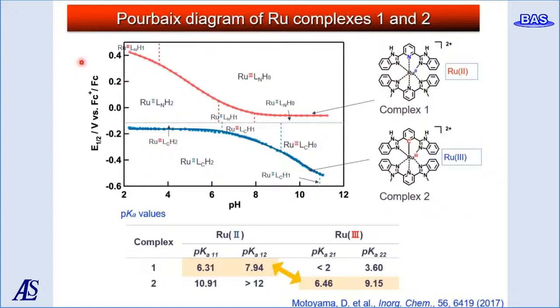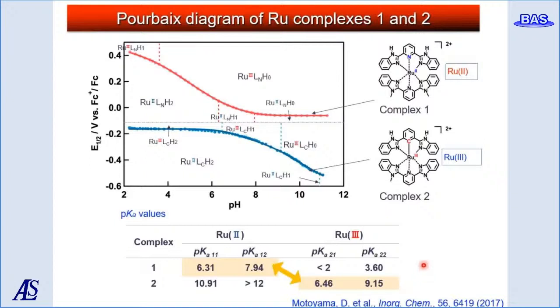Both Pourbaix plots (potential versus pH) are shown here. Complex 2 is the blue line and complex 1 is the red line. The line of complex 2 is shifted to the negative potential side at the entire pH region, and the inflection point is moved to the higher pH region in complex 2. The pK values of both complexes for different ruthenium oxidation states are summarized in this table.